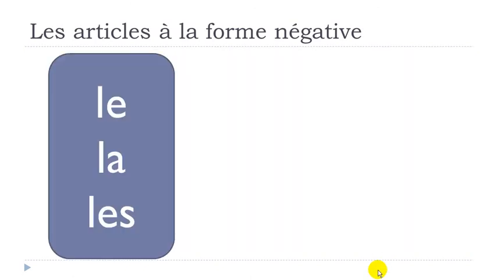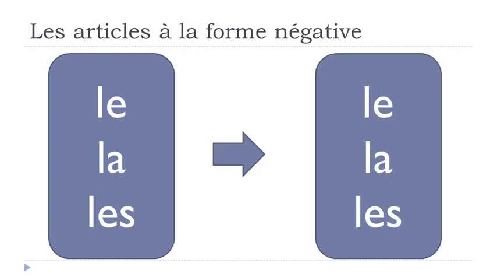All right, so the rule is quite simple. If you've got in your structures le, la, or les, and you want to have this structure at the negative form, then they will stay exactly the same. They won't change.